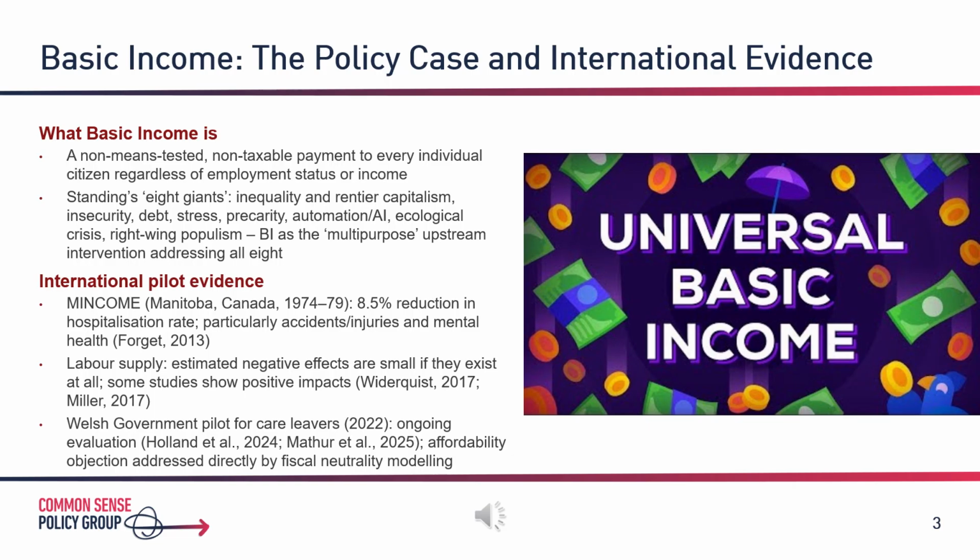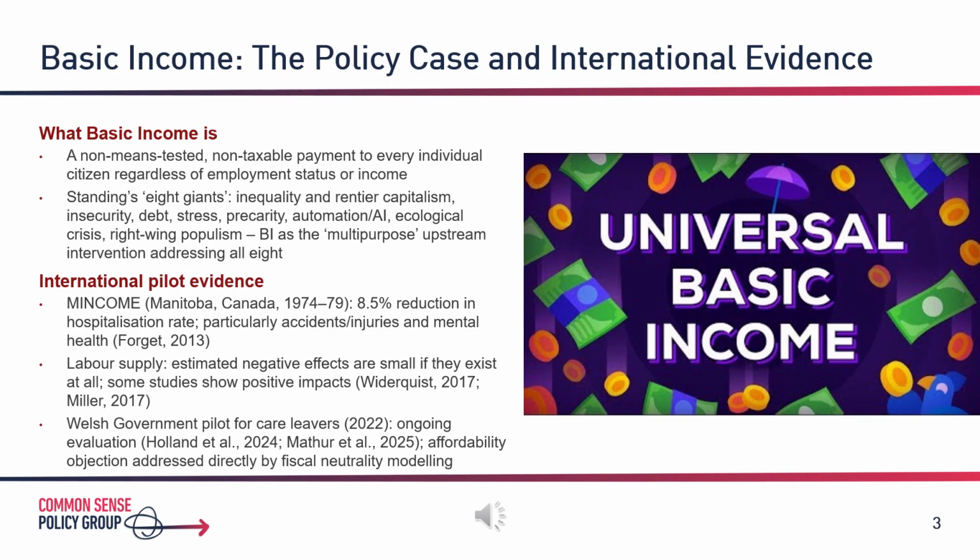The Manitoba Income experiment, MINCOME, in Manitoba, Canada, run between 1974 and 1979, remains the most influential early evidence on basic income's effects. Forget's 2013 analysis used administrative health data to show that MINCOME participants had an 8.5% lower hospitalisation rate than the control group from other areas of Manitoba, with the largest effects in accidents, injuries and mental health. This is the kind of real-world experimental evidence that policy advocates have been citing ever since.